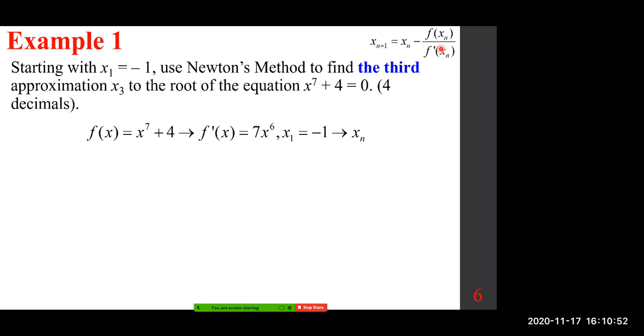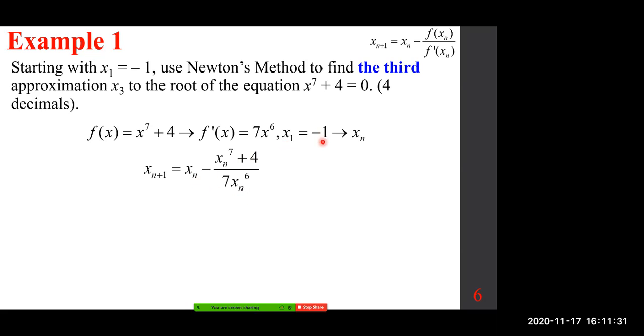Now, using the formula, we can replace the f with x to the power of 7 plus 4 and f prime with this one. So we can rewrite it in this fashion, class. We are looking at this formula, and we are replacing f of x sub n accordingly. So we're going to write x sub n to the power of 7 plus 4 and so on and so forth. Now, if I want x sub 2 on the left side, on the right side, all the n's are 1. So this is x sub 1, okay, class?